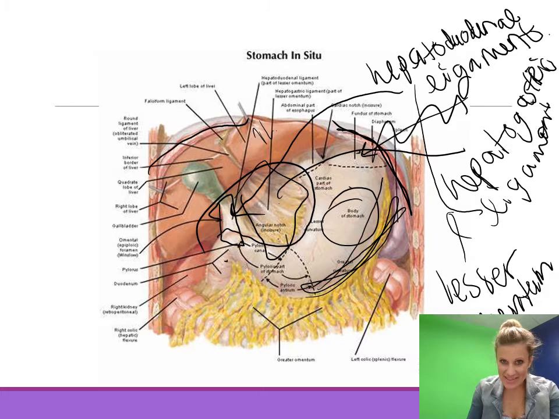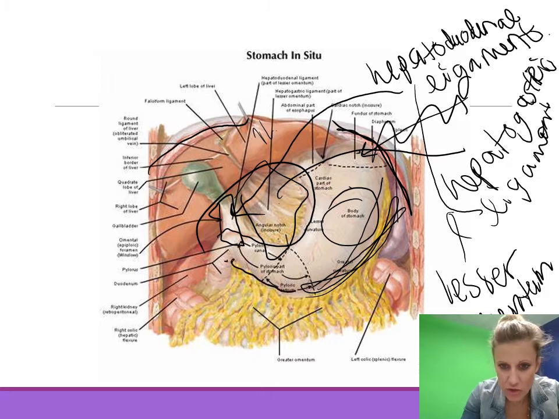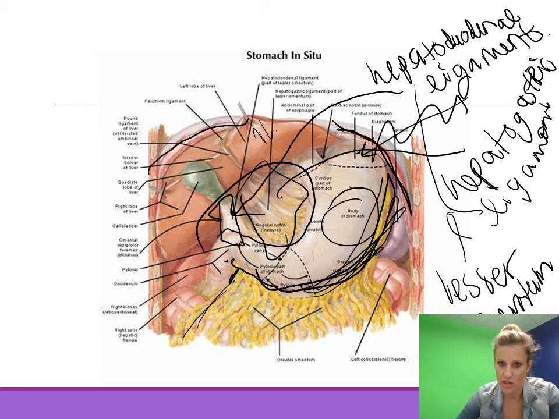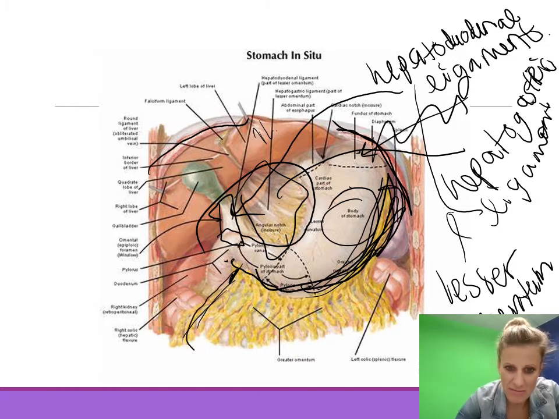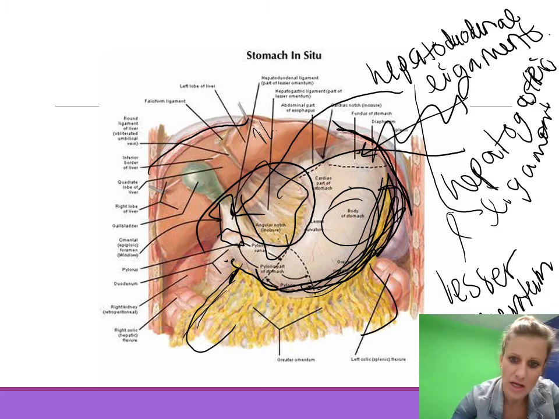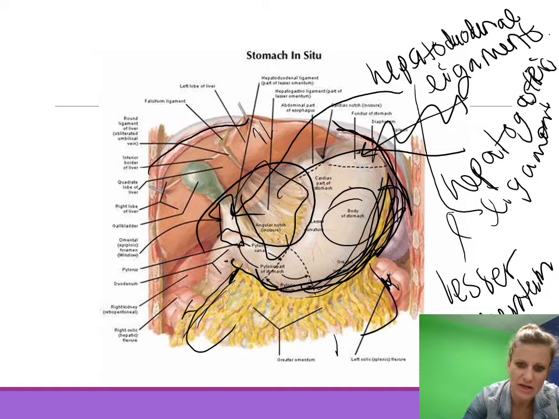The greater omentum is like a thicker, kind of fattier membrane, and it connects to the greater curvature and the duodenum. This is showing you the greater omentum. It comes over here and connects to the spleen. It comes down and connects to, or kind of wraps around, the transverse colon. It connects to the mesentery, which is a little bit more inferior to that.